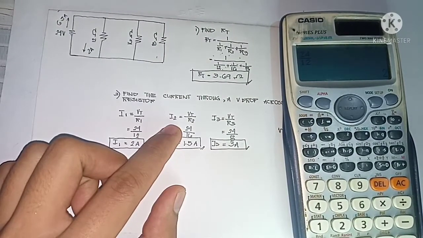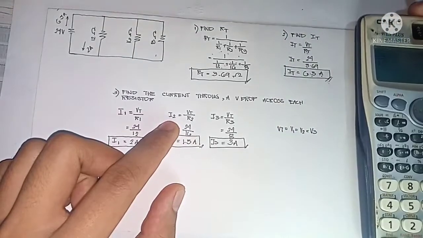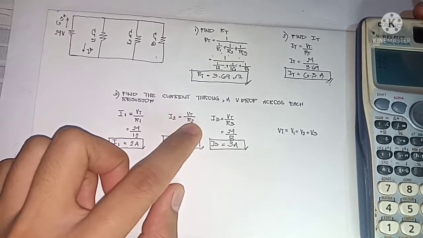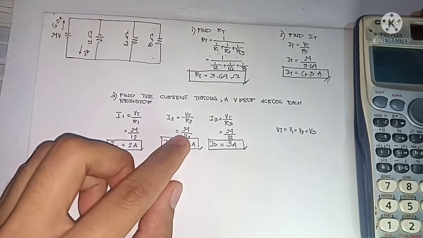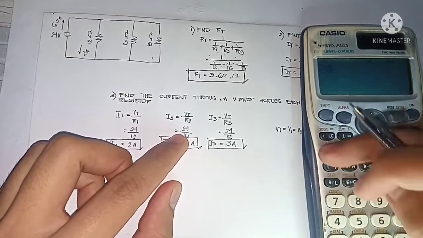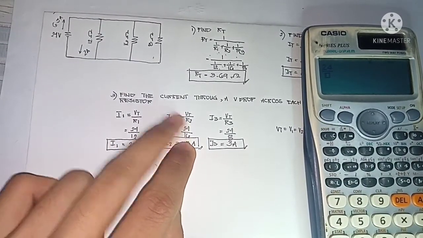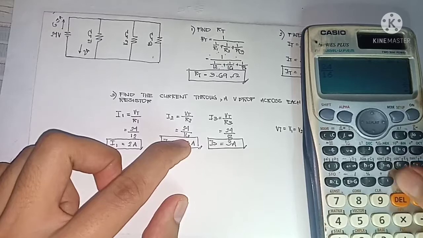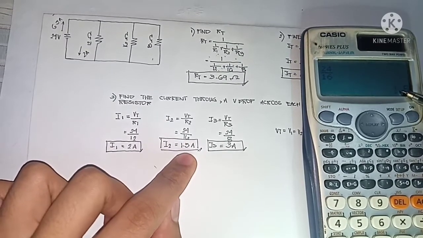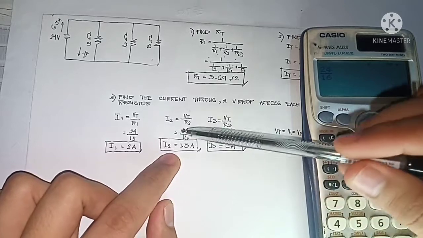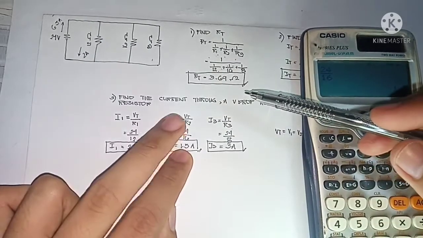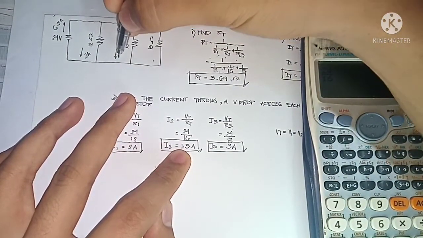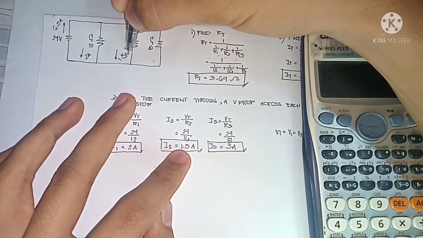Let's go to the second current. I2 is equal to VT over R2. So voltage total is 24 over the value of R2, which is 16 ohms. Equals 1.5 amperes. So the second current through resistor 2 is equal to 1.5 amperes.